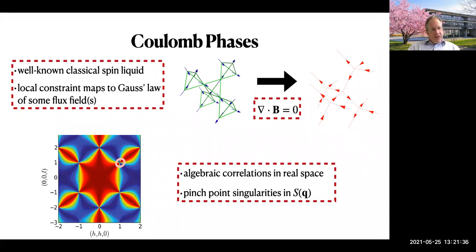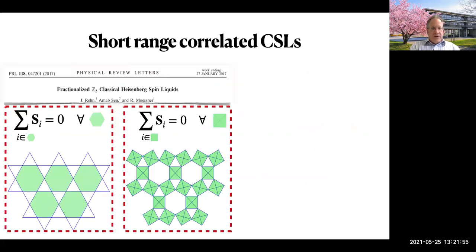And these show up with the pinch points, which are shown in the bottom left-hand corner here, encircled, where basically you have features in the Brillouin zone which are non-analytic, but they're not singular like in a Bragg peak. These pinch points basically tell you that you've got a Coulomb phase. But there are also other ones, so it took quite a while to find some new ones.